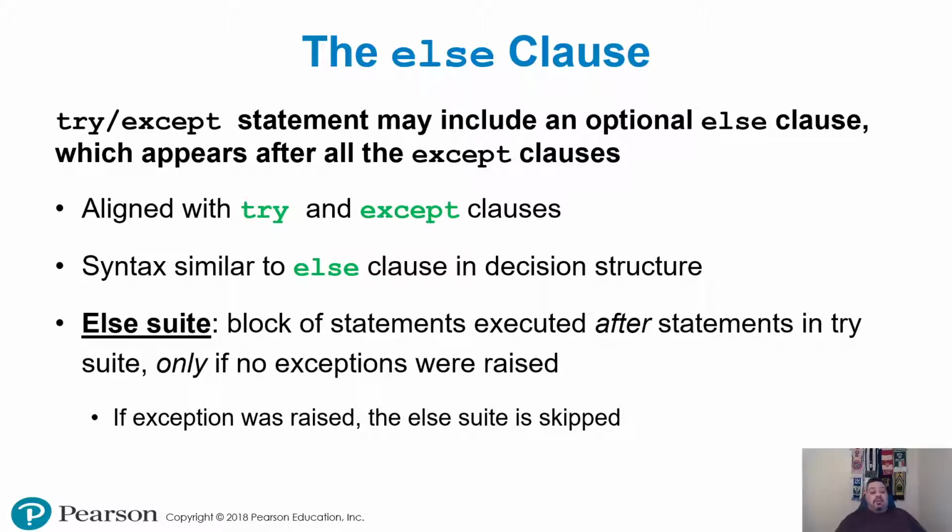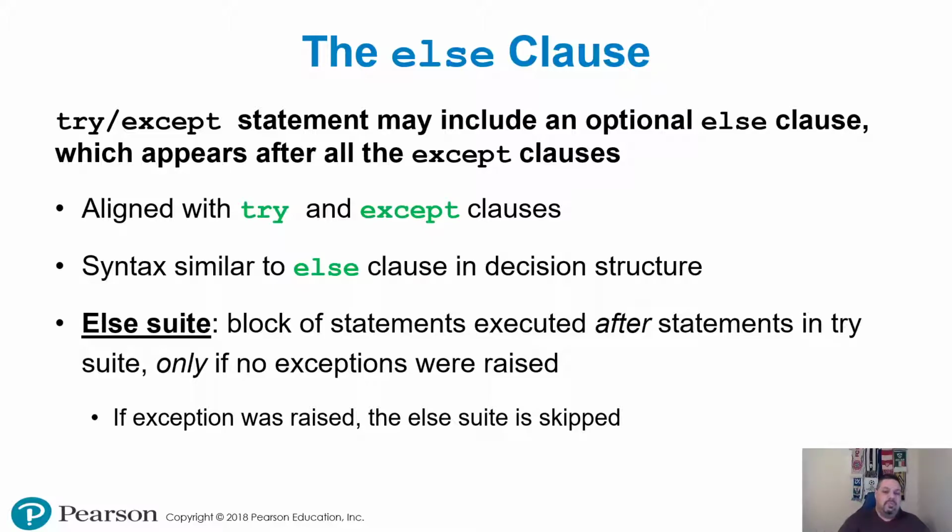There is an else clause. So we have try, we have except, and we have else. And it's very much like an if-else statement. And again, else is called an else suite, not an else block. And it is the block of statements that are after the try, but only if no exceptions were raised. So again, we have a try block, we have try and some statements, except and some statements. The try always goes. The except only goes if there are exceptions. The else goes if no exceptions were raised.